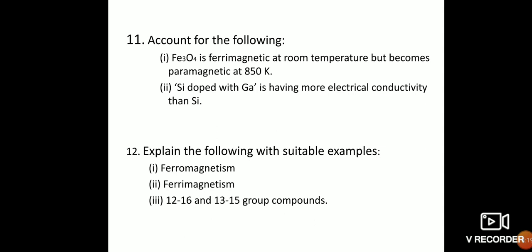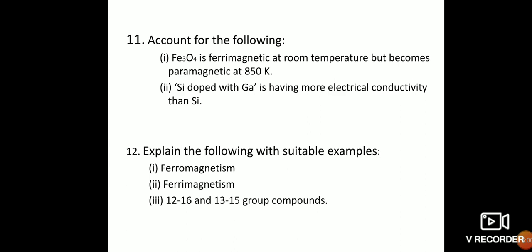Okay, next question: account for the following. Fe3O4, that is magnetite, is ferromagnetic at room temperature but becomes paramagnetic when heated above 850 Kelvin, because 850 Kelvin is the Curie temperature for magnetite. Means its alignment gets disturbed, and hence the alignment of the magnetic moments gets disturbed, hence it loses its ferromagnetism.